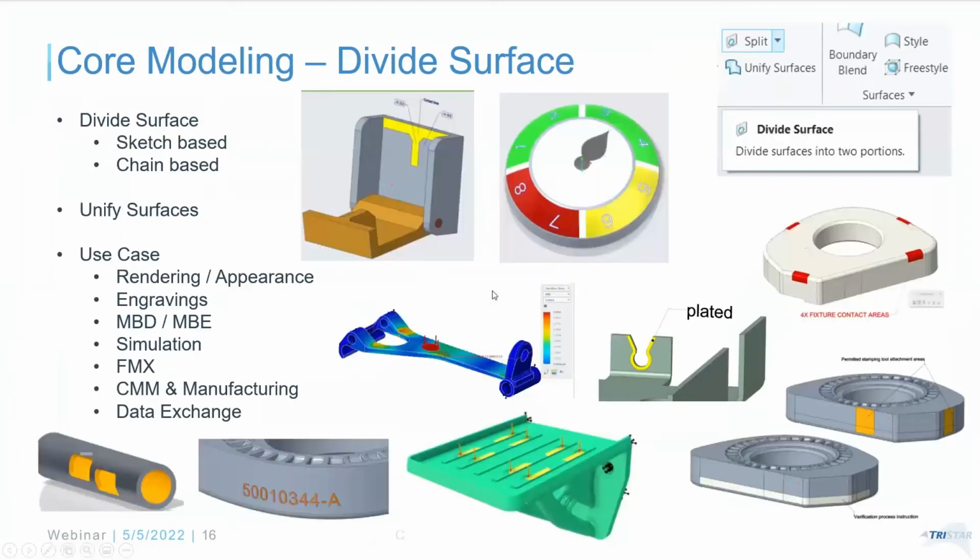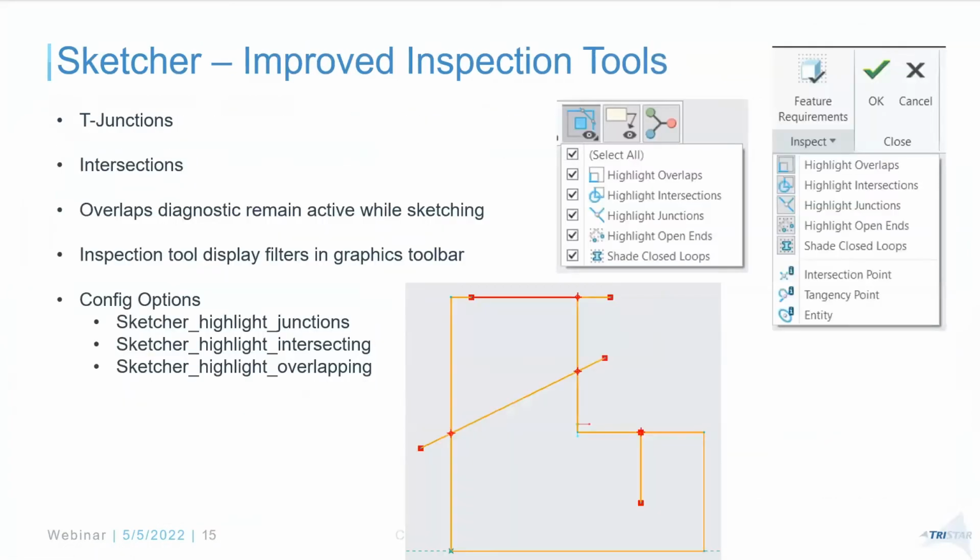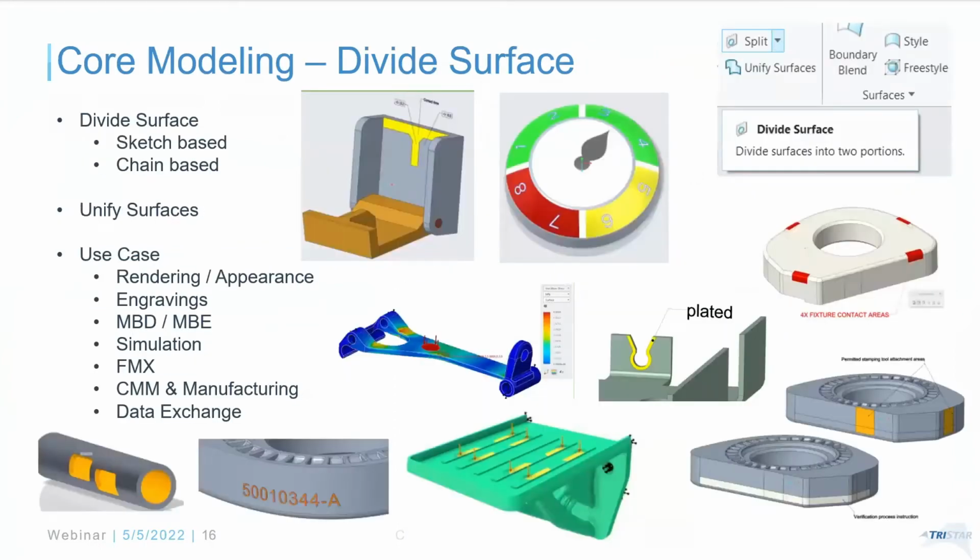And so that's it for Sketcher. Really three improvements here: project, offset, and auto scale, and on the basic sketching side, inspection tools in here. Now, on the core modeling side, one of the biggest projects PTC has worked on, it looks like, is divide surface.